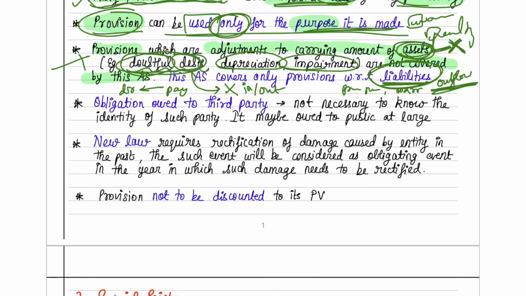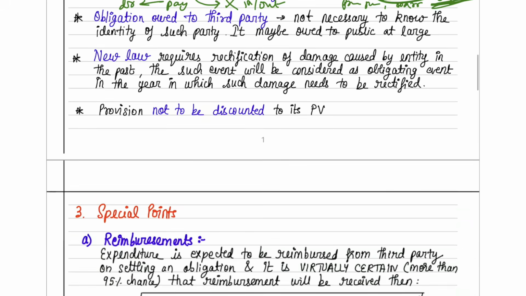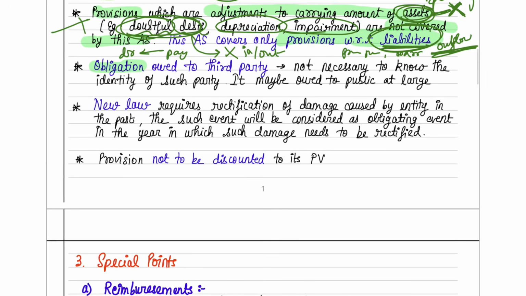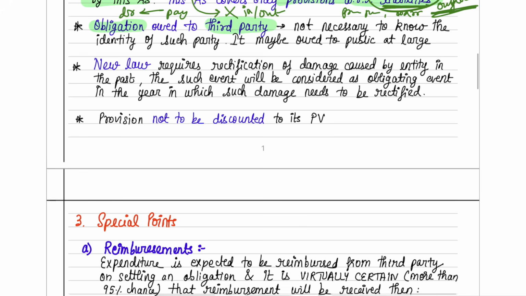So this AS is going to cover only liabilities, only provisions related to liabilities. Okay. Next is obligation. Only liabilities-related provisions it covers. Next point, they said obligation over to third party.